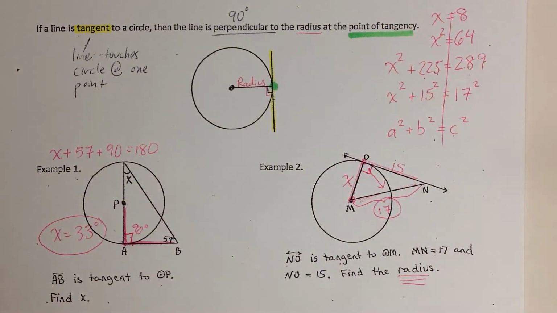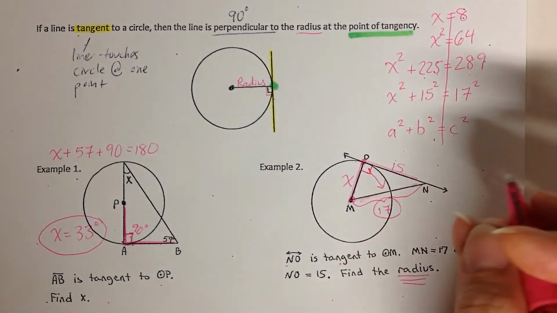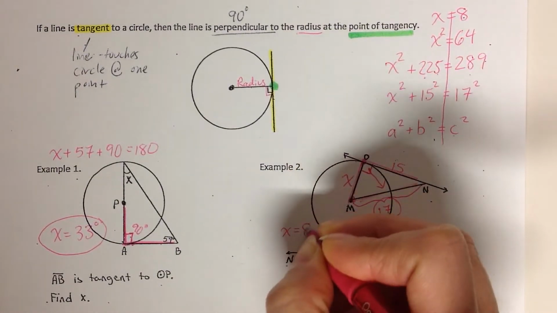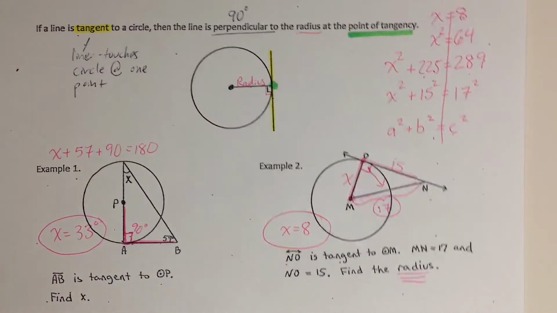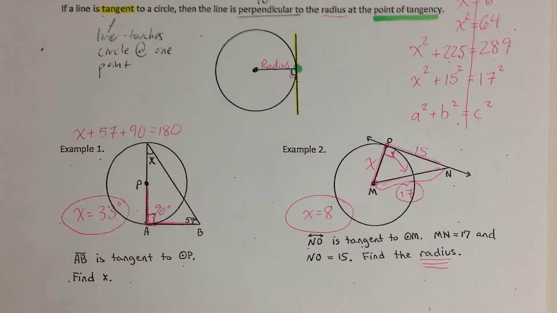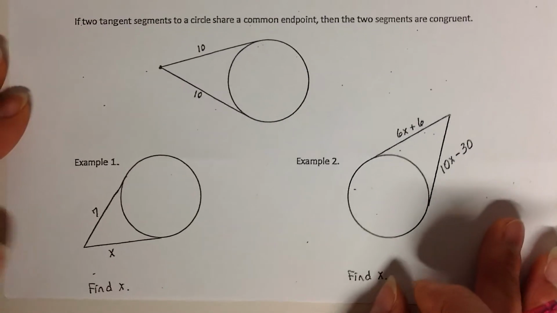And I look at my picture and make sure that I like it. You know, this picture might not be exactly to scale. So that's my radius.